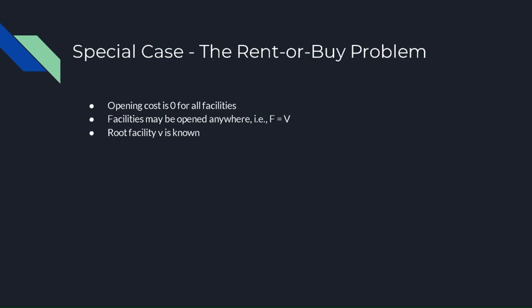Now let's come to a special case of this problem, which is known as the rent or buy problem. In this, we set the opening cost of all the facilities to 0, and the set of facilities is equal to the set of vertices, which means that we can open facilities anywhere in the graph. Another assumption that we make is that we know our root facility V, that is, we know that we are going to open a facility at this particular location.